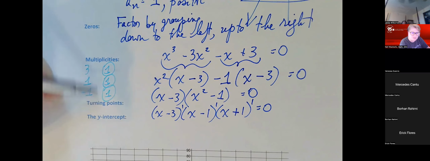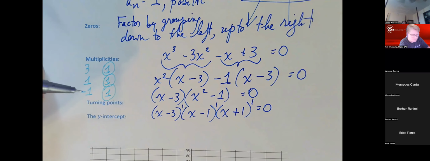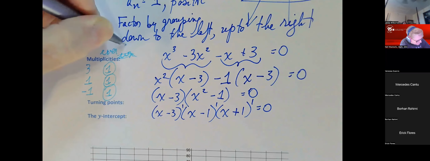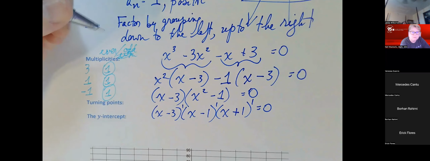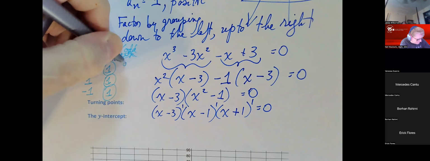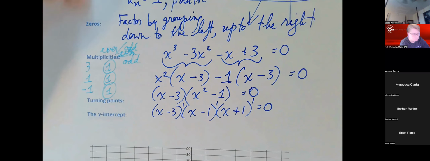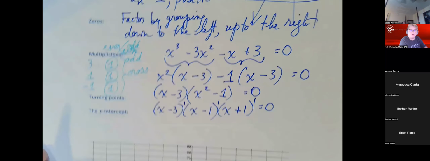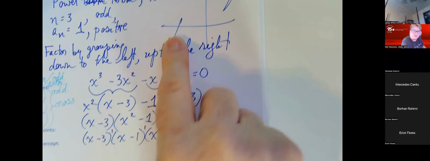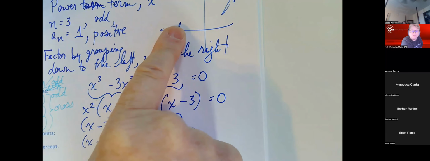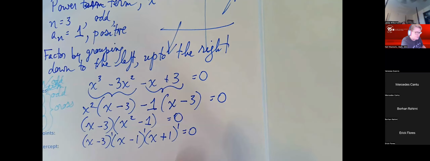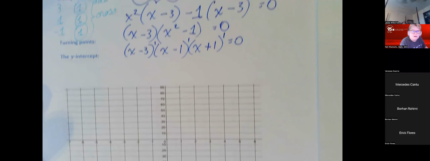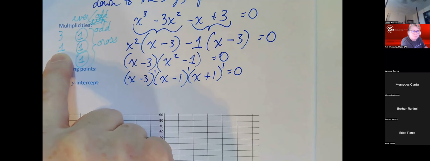What do we care about with the multiplicities? What quality? If they're even or odd. Yes, even or odd. And these are all odd. And what does that mean? They cross. So at every 0, we're going to cross. The end behavior is we're going to come from below on the far left, and we're going to leave to the right. So let's mark down our zeros. We have 3, 1, and negative 1.